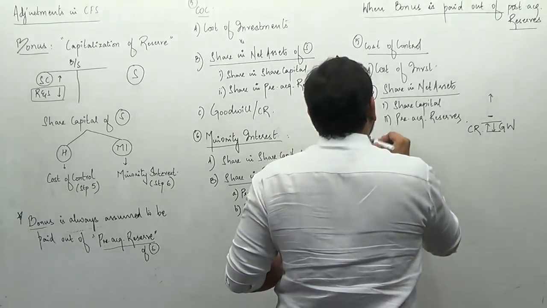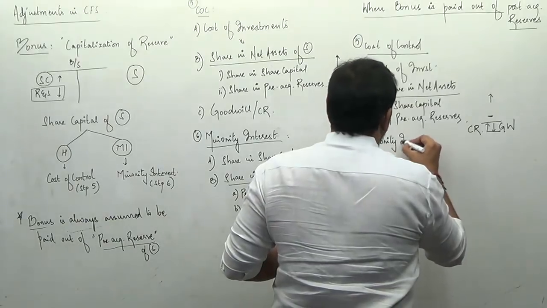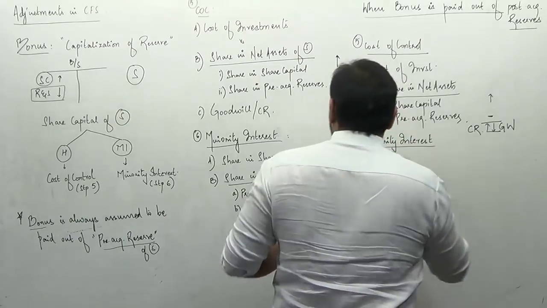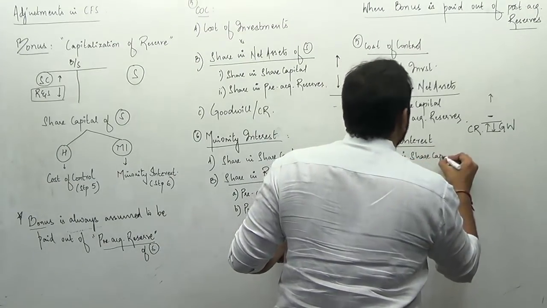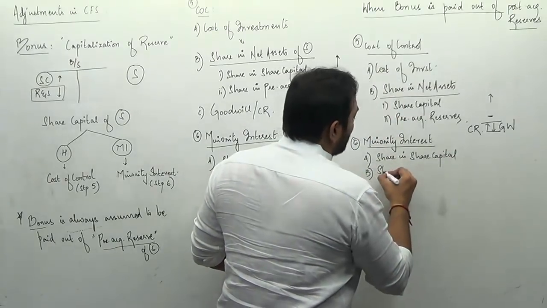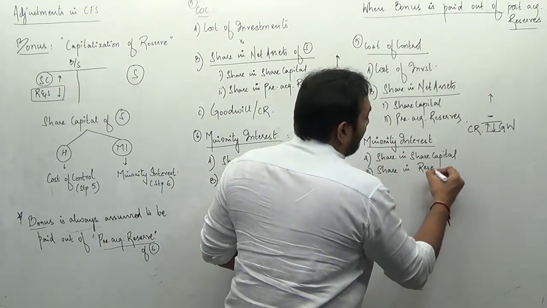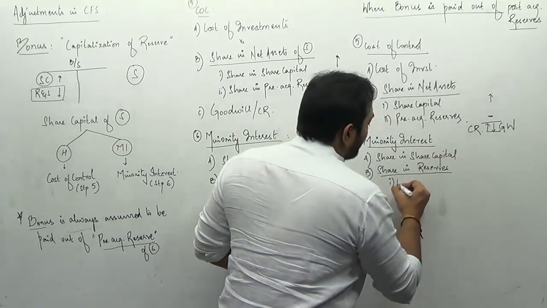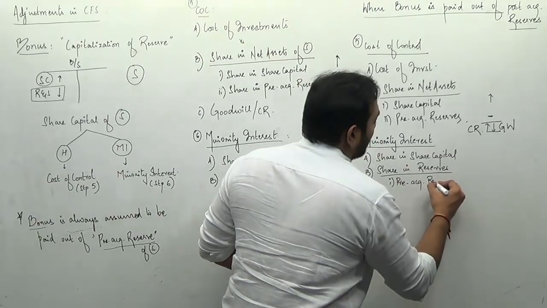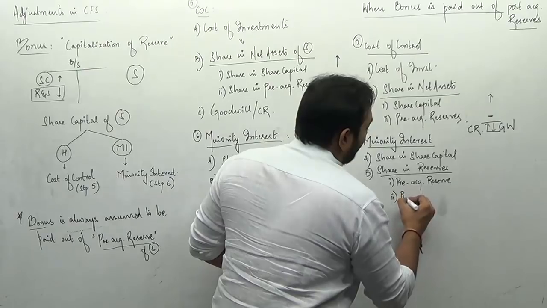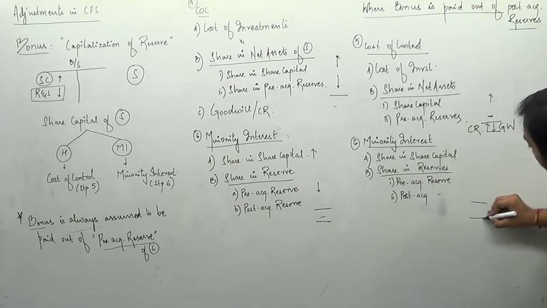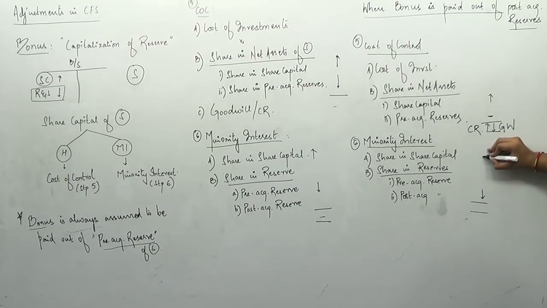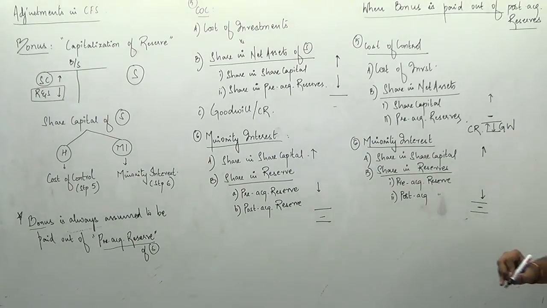Understand the impact on minority interest then. This will be very interesting. My share in share capital plus his share in reserves. And we have classified the reserves as pre-acquisition and post-acquisition with respect to the date of acquisition. Now what is the impact on minority interest? Let's see. This bonus is paid out of post-acquisition reserves. Post-acquisition reserves reduce. Share in share capital increases. Net impact on minority interest, nil.